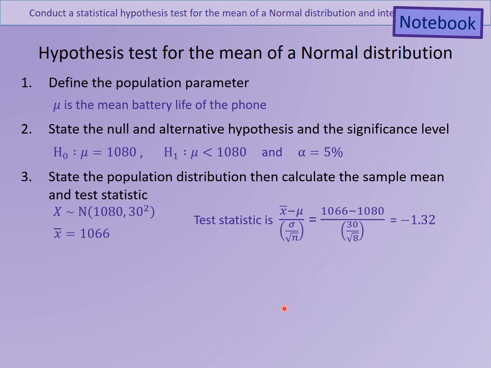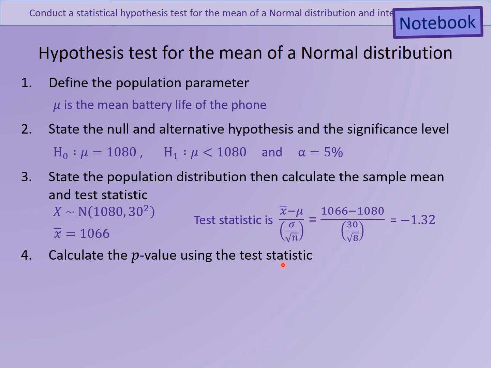So it's definitely below the mean. Notice it looks like it's over one standard deviation below the mean, and that's because we didn't consider sample size in our first example. Although 1066 is definitely less than 30 minutes from 1080, we didn't consider the sample size when we looked at this. But now we are. So we got minus 1.32.